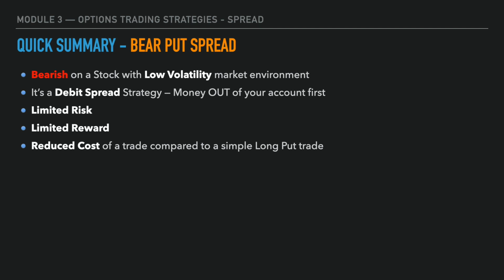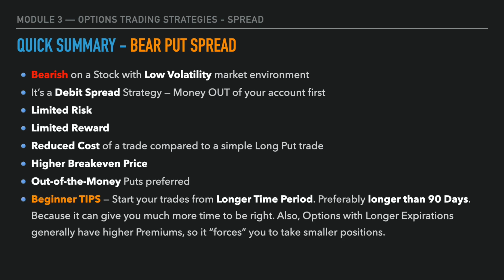And on top of that, it can also help you reduce the cost of your trade. Lower cost means lower risk. A bear put trade can also increase your break-even price, and that means you will have a higher chance to be in the profit zone. Out of the money put options are strongly preferred to construct a bear put spread trade. For all the beginners, if you never traded a bear put spread before, I highly recommend you start with those put options with a longer than 3-month expiration period.